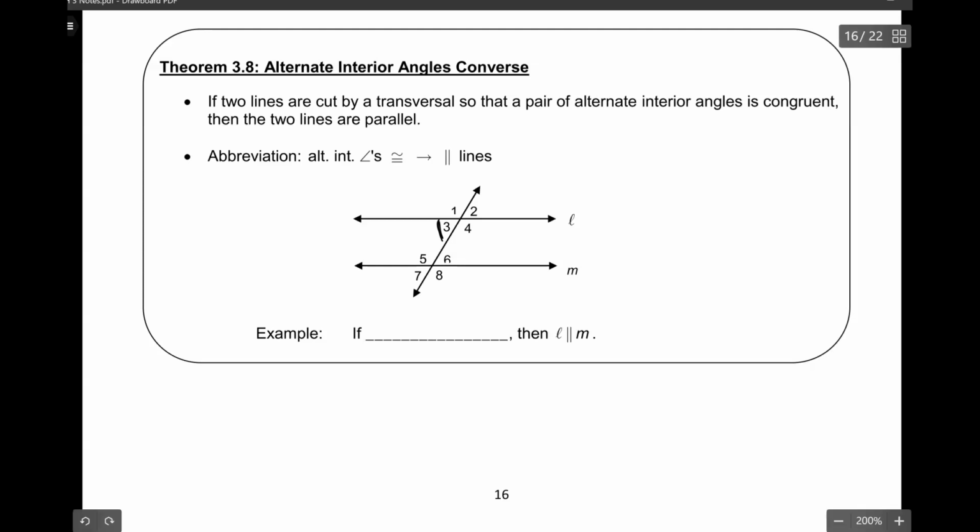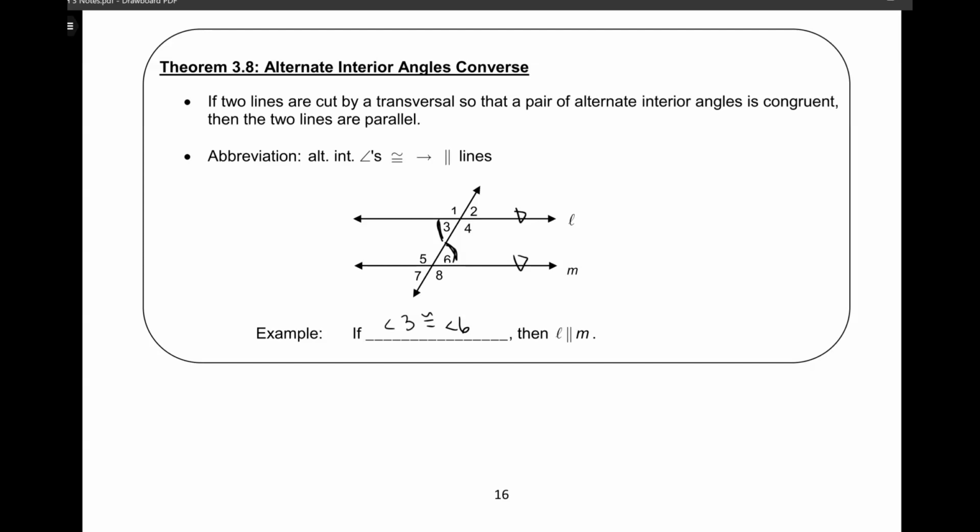So if we have a pair of alternate interior angles that are congruent, therefore that must mean these two lines are parallel. So if angle 3 is congruent to angle 6, then line L must be parallel to line M. Okay, so I picked one pair of alternate interior.